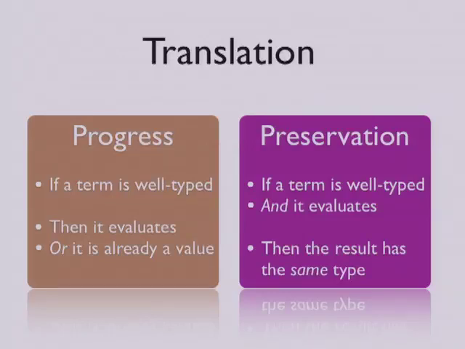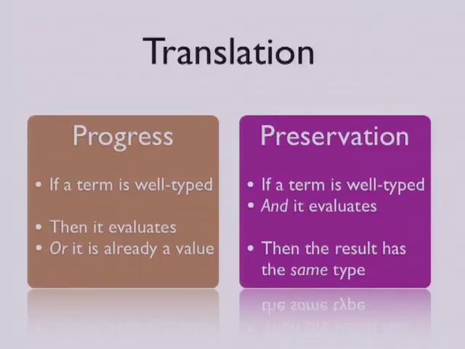Now, progress says that if a term is well typed, and a term is like part of an expression, right? You can think of it as an expression or a sub-expression maybe. So if a term is well typed, if you can get a type for a term, then we know one of two things. Either it evaluates one step at runtime, or it's already a value.